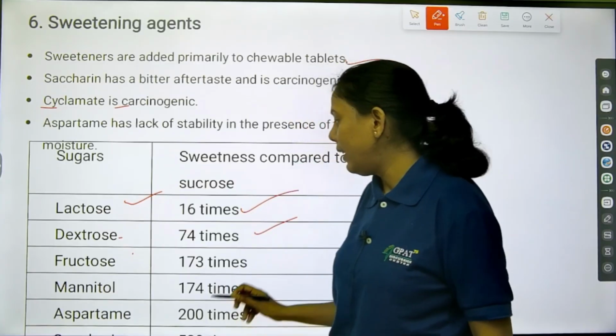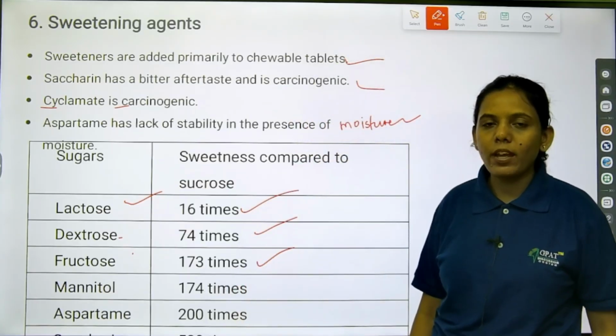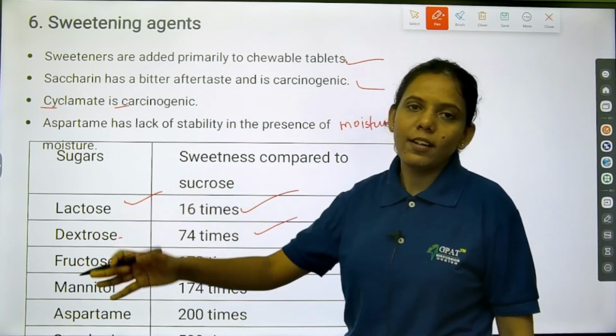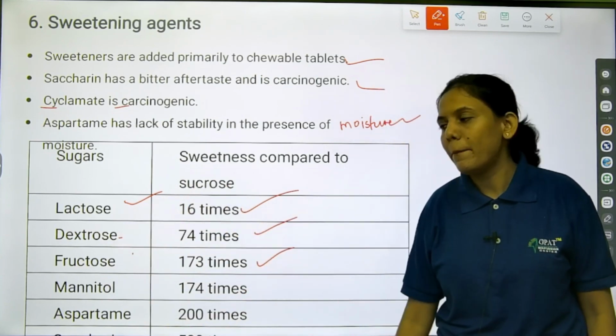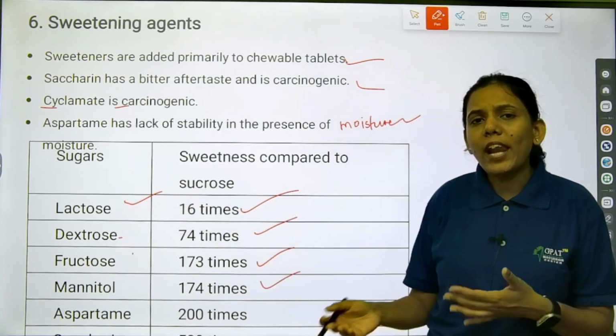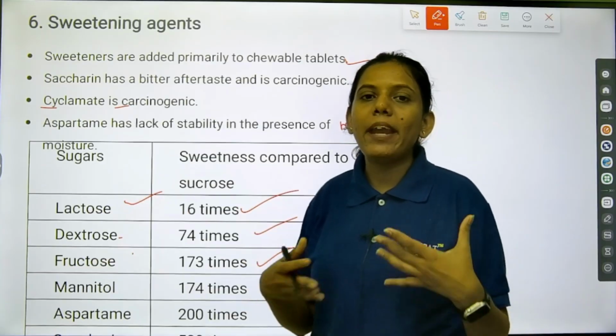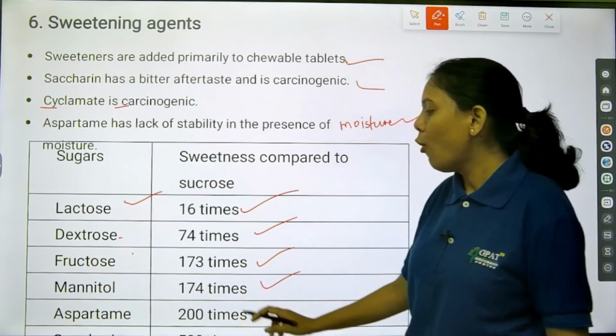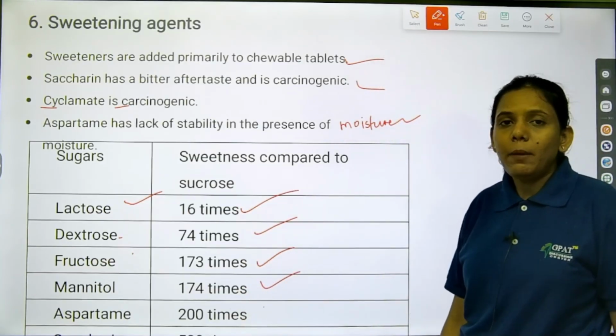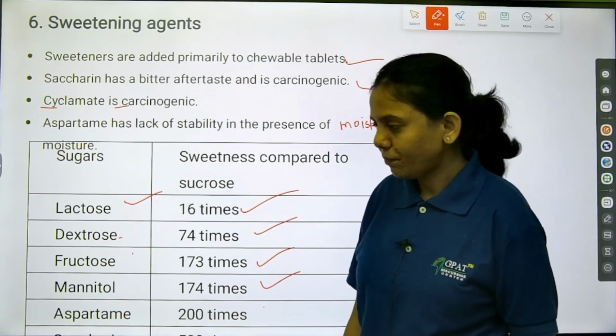So you can remember it in that way, 173 times. Fructose is expensive, but understand it is 173 times sweeter as compared to sucrose. Mannitol and fructose are a little bit similar. Mannitol is 174 times. Aspartame is 200 times sweeter.